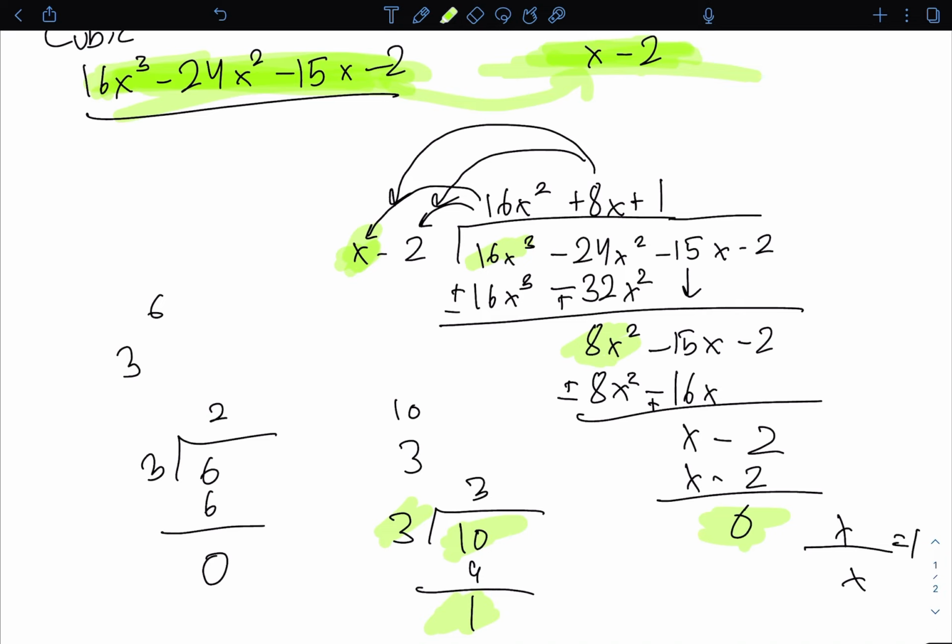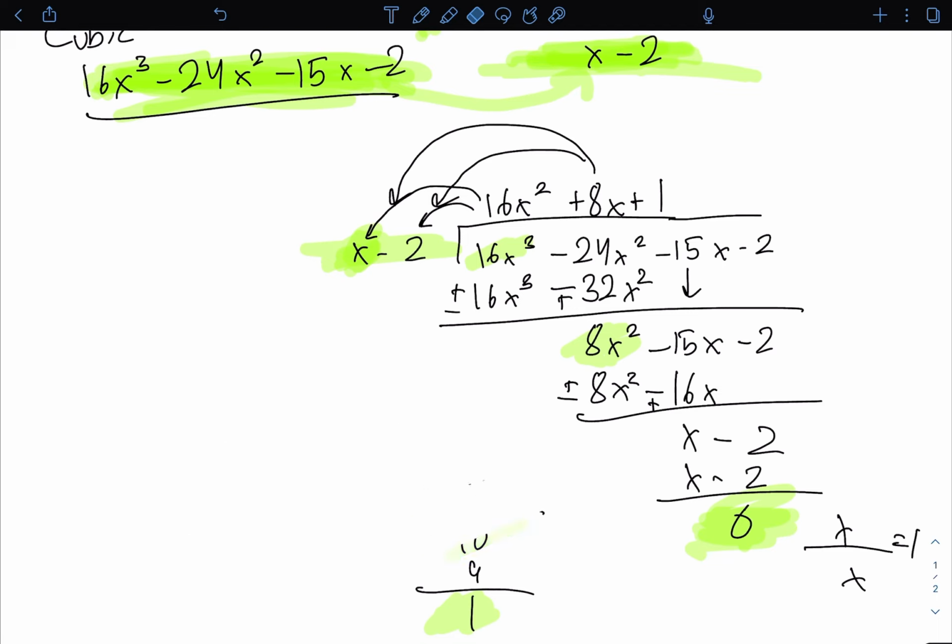So the question has already said that x minus 2 is a factor. Since it's a factor, when I divide this by this, I should always get 0 as my remainder. Otherwise, the question is wrong, because that means it's not a factor. So you should always get 0 as your remainder if this is a factor. Okay, so I'll explain that. I'll move it down.